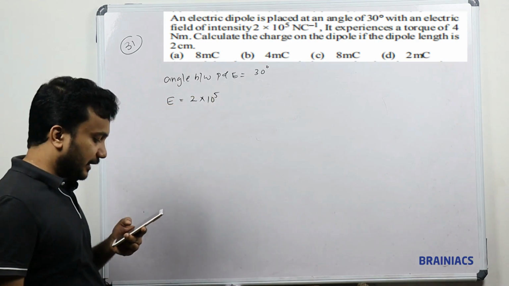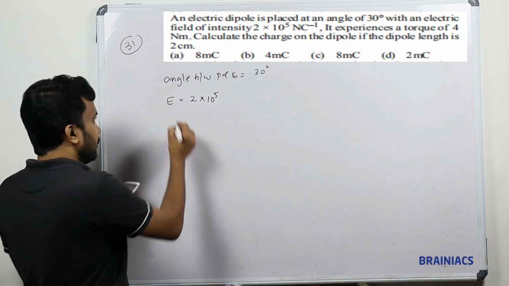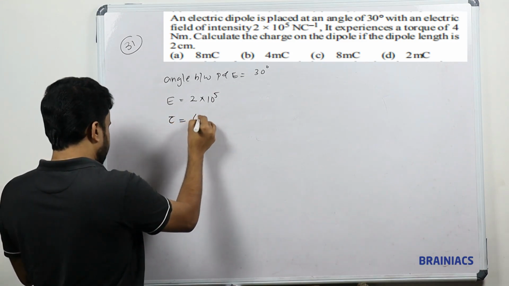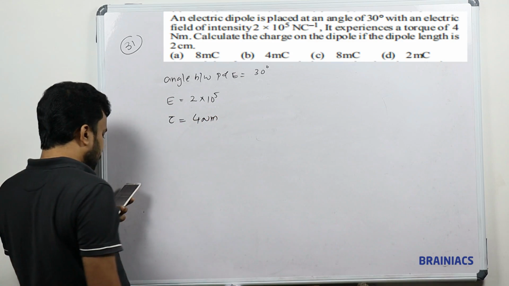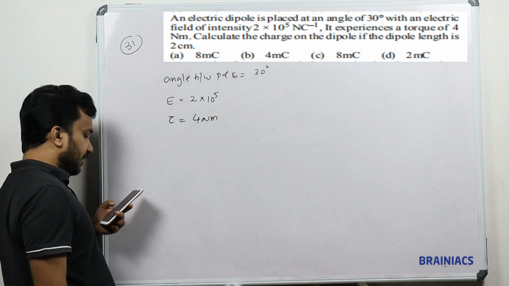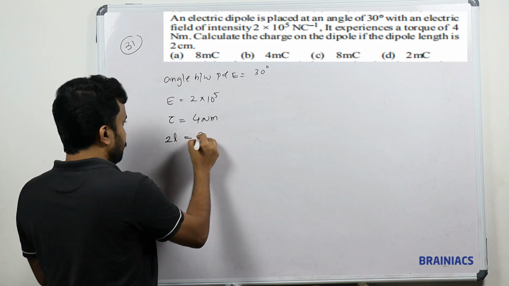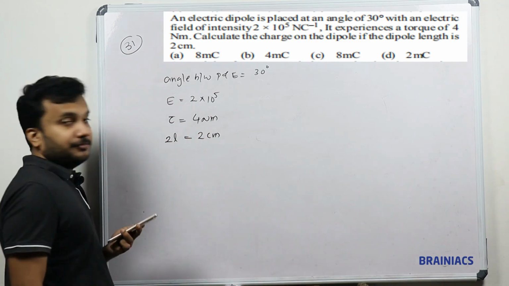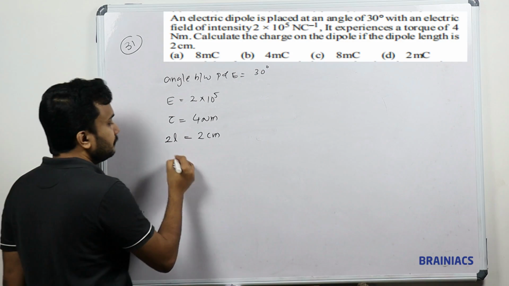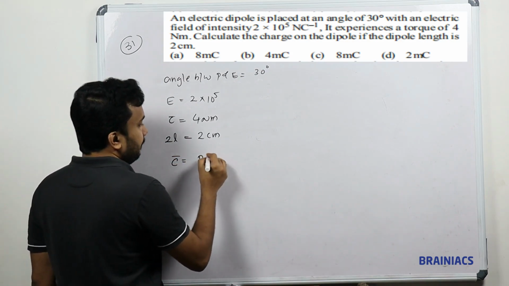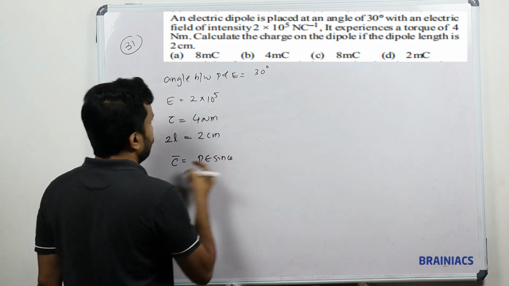It experiences a torque. The torque is also given as 4 Newton meter. Calculate the charge on the dipole if the dipole length, 2L, is 2 centimeter. We have to calculate the charge. We know torque is equal to PE sine theta. So the torque value is given.